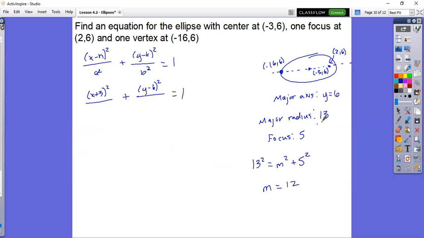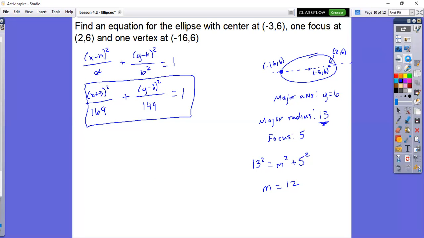So now when I start plugging this in, what I also want to determine is, if I know the major radius is 13, whether that goes under x squared or underneath y squared. Well, if I think about this in terms of the axes, the major axis is this horizontal line right here, which is parallel to the x-axis. So if the major axis is parallel to the x-axis, then the major radius is going to go underneath the x value. So this major radius squared would be 169. And then the minor radius will be the other one, so that will be 144. So then this would be the equation of my ellipse.